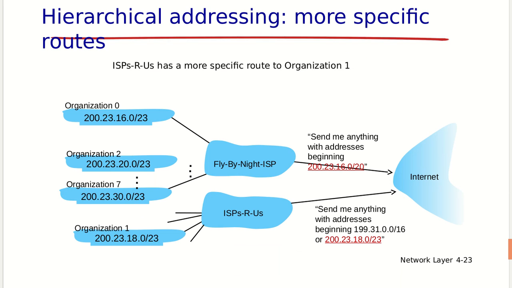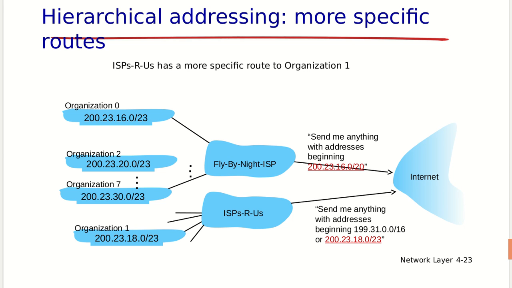Okay. So this is another example, and this particular example builds on ISPs-R-Us as well. Okay. So at the bottom you can see that now you have an address assignment of 200.23.18.0/23, which is for organization number 1 that belongs to ISPs-R-Us. So if somebody on the internet wants to communicate with this organization 1, they can be very specific and they can use 200.23.18.0/23, and the traffic will still come to organization 1.